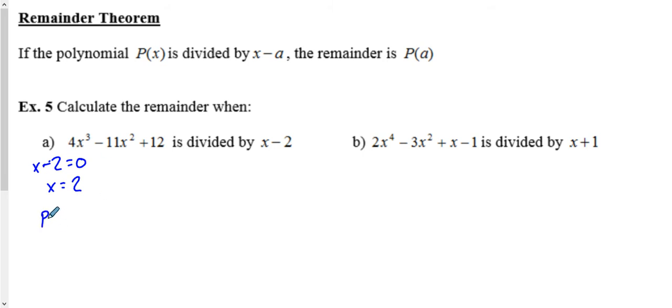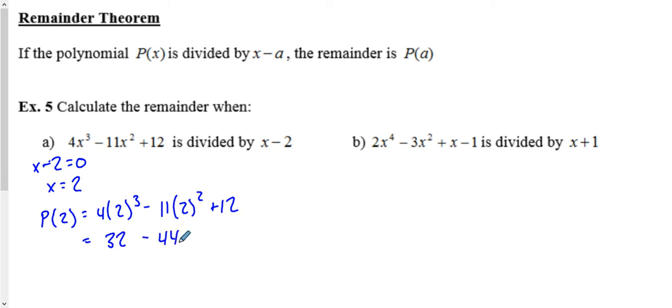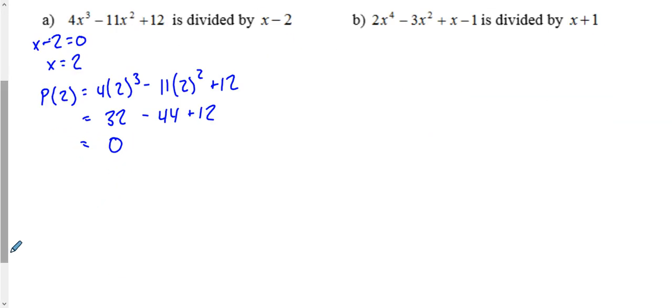From there I'm going to sub in into my polynomial, so p at 2 is going to be equal to 4 times 2 cubed minus 11 times 2 squared plus 12, and I'm looking to see what my remainder is. So here this cleans up to be 32 minus 44 plus 12. And of course if you add, subtract and add again, we end up with 0. Therefore we actually don't have a remainder in this first example.